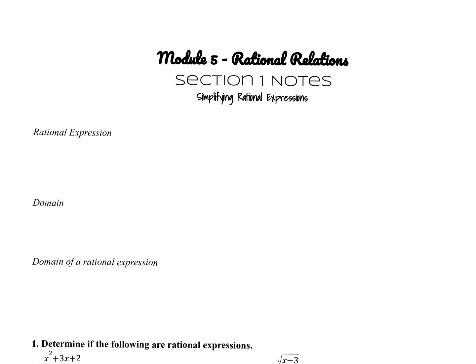So in Module 5, we're going to look at rational equations. And before we start with rational equations, we first have to start with what a rational expression is, and we'll talk about some operations you can do with those. So in Section 1, we're going to talk about how you can simplify a rational expression.